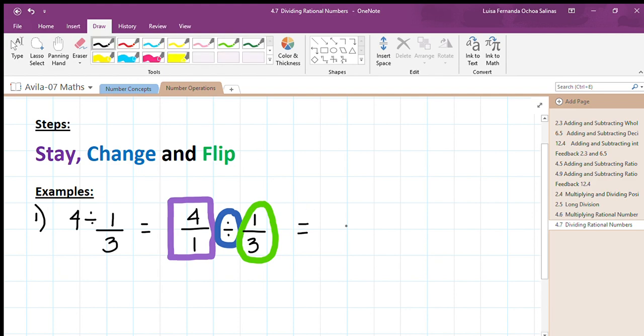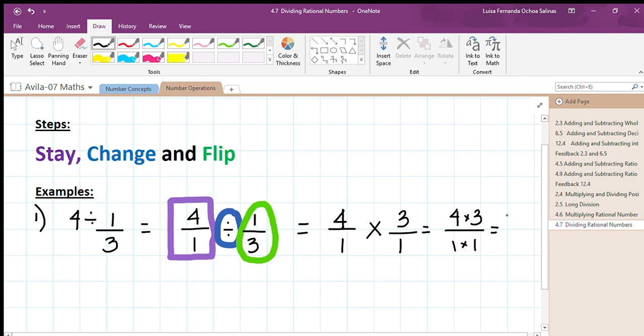So stay. First fraction stays. Change. My sign changes to multiplication, the opposite. And then flip. I need to flip my second fraction. And now how do we do this? 4 times 3 over 1 times 1, which is going to be equal to 12. 12 over 1, that is the same as 12.